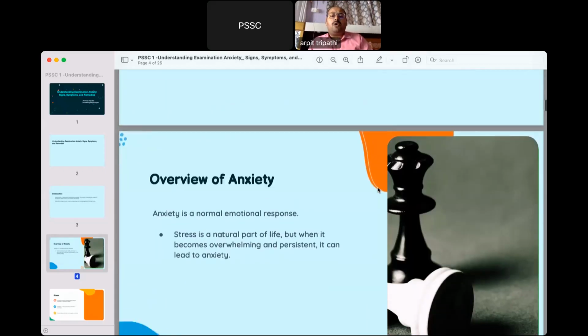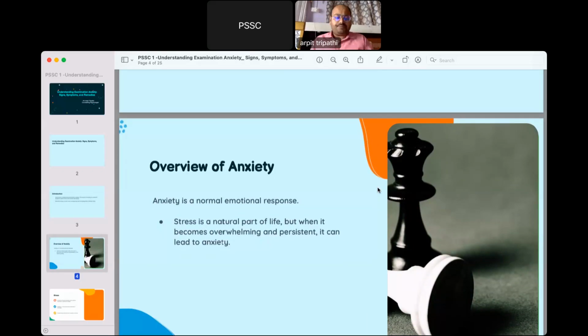So let us see the overview of anxiety. The very first thing is that anxiety is a normal emotional response. Stress is a natural part of life, but when it becomes overwhelming and persistent, it can lead to anxiety. I'm giving you a very simple example so that you can understand the difference between worry, tension, anxiety, and stress. Stress is a natural part of life.